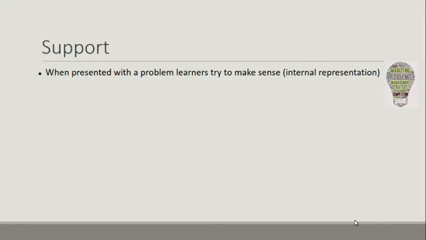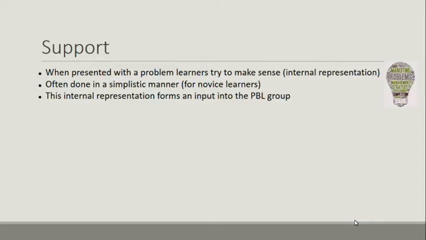When a learner is presented with a problem, they aim to make sense of the problem in their own minds. This is known as internal representation, or personal mastery or representation, as mentioned in an earlier unit. This is often done in a simplistic manner, such as making inferences and assumptions. See the Ladder of Inferences by Peter Senge in Unit 2. This internal representation forms an input into the PBL group's external representation.